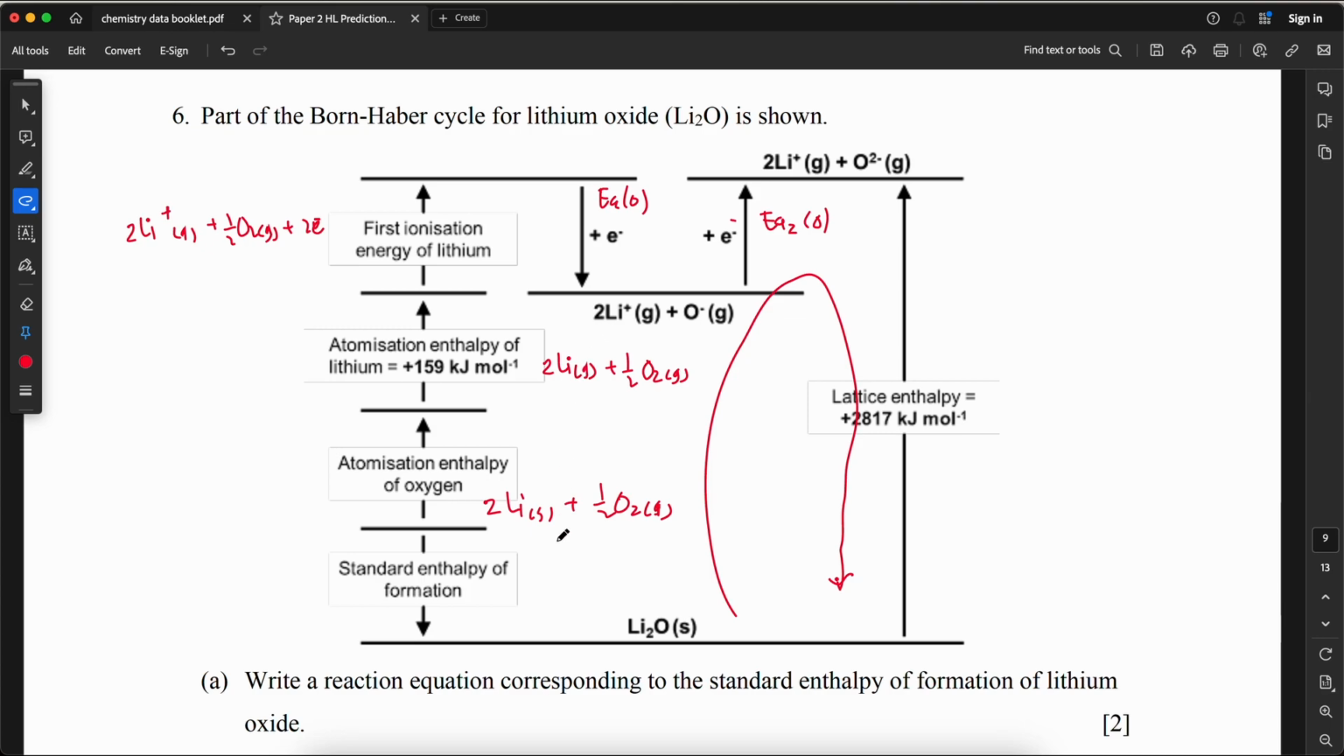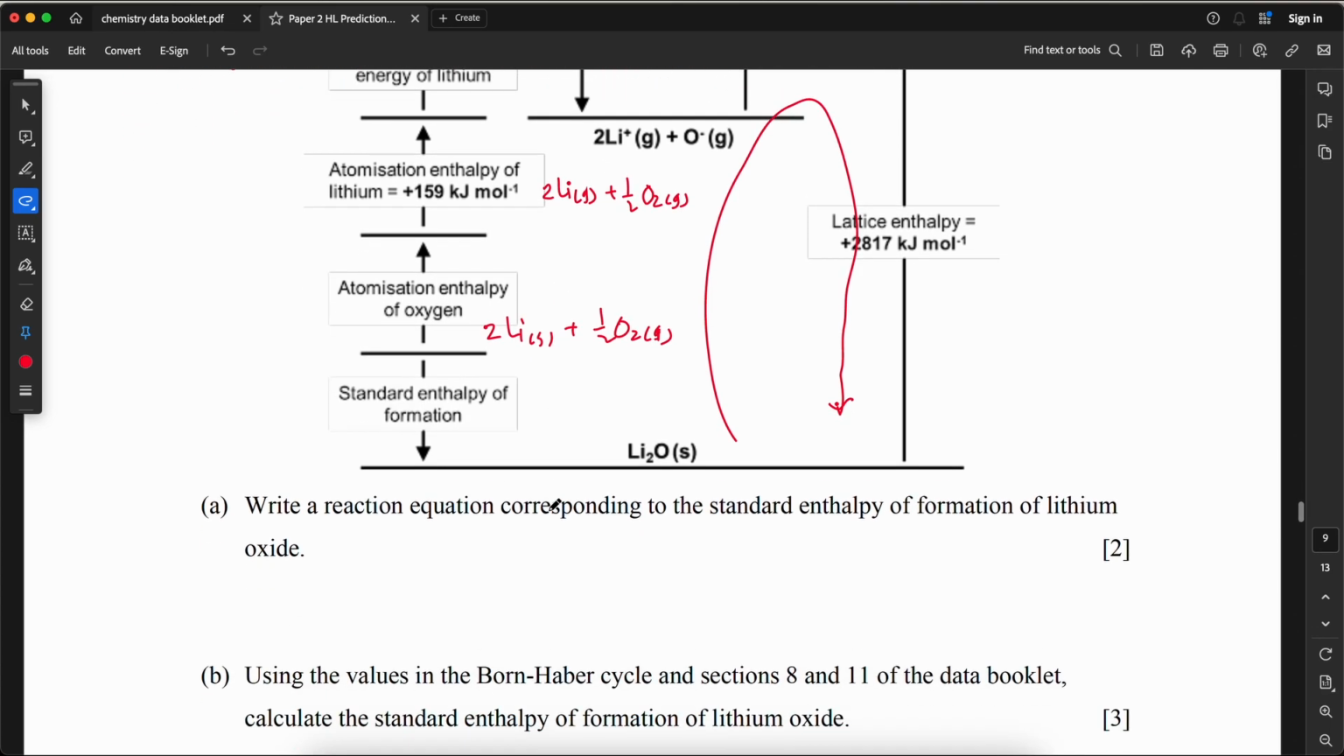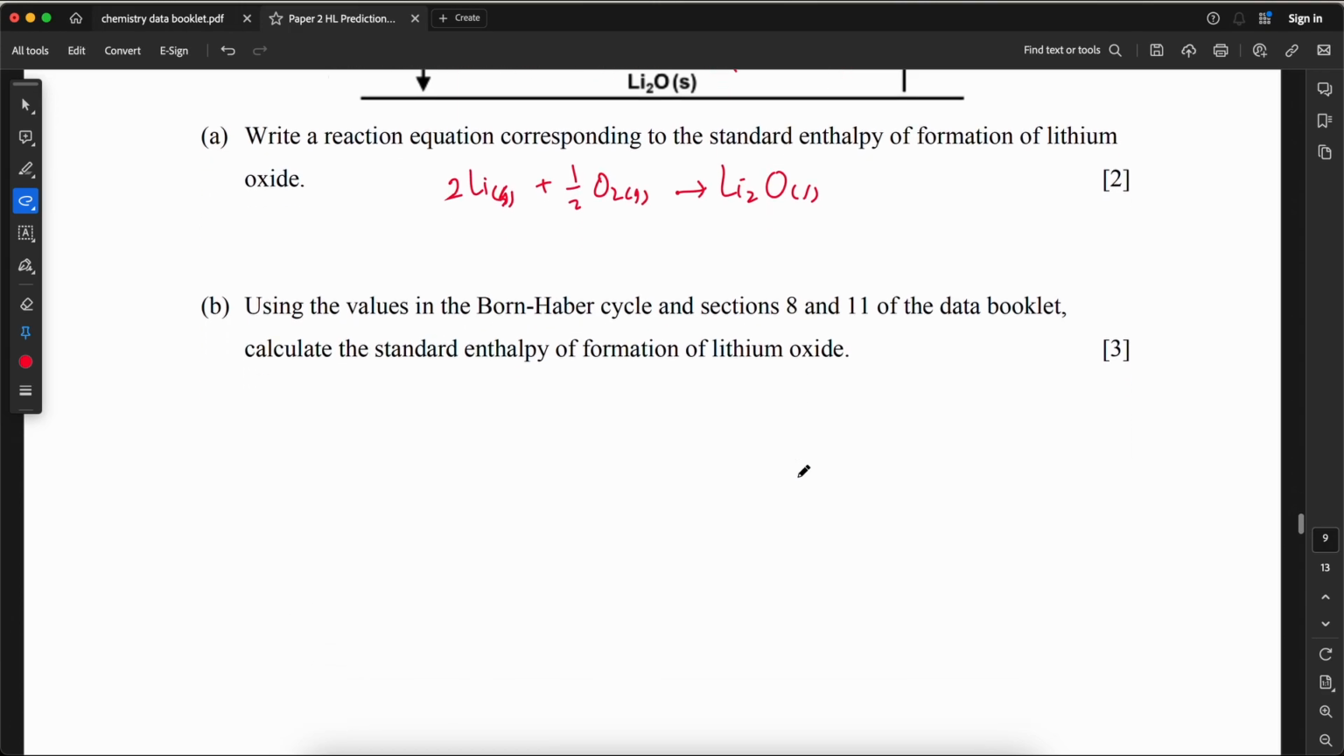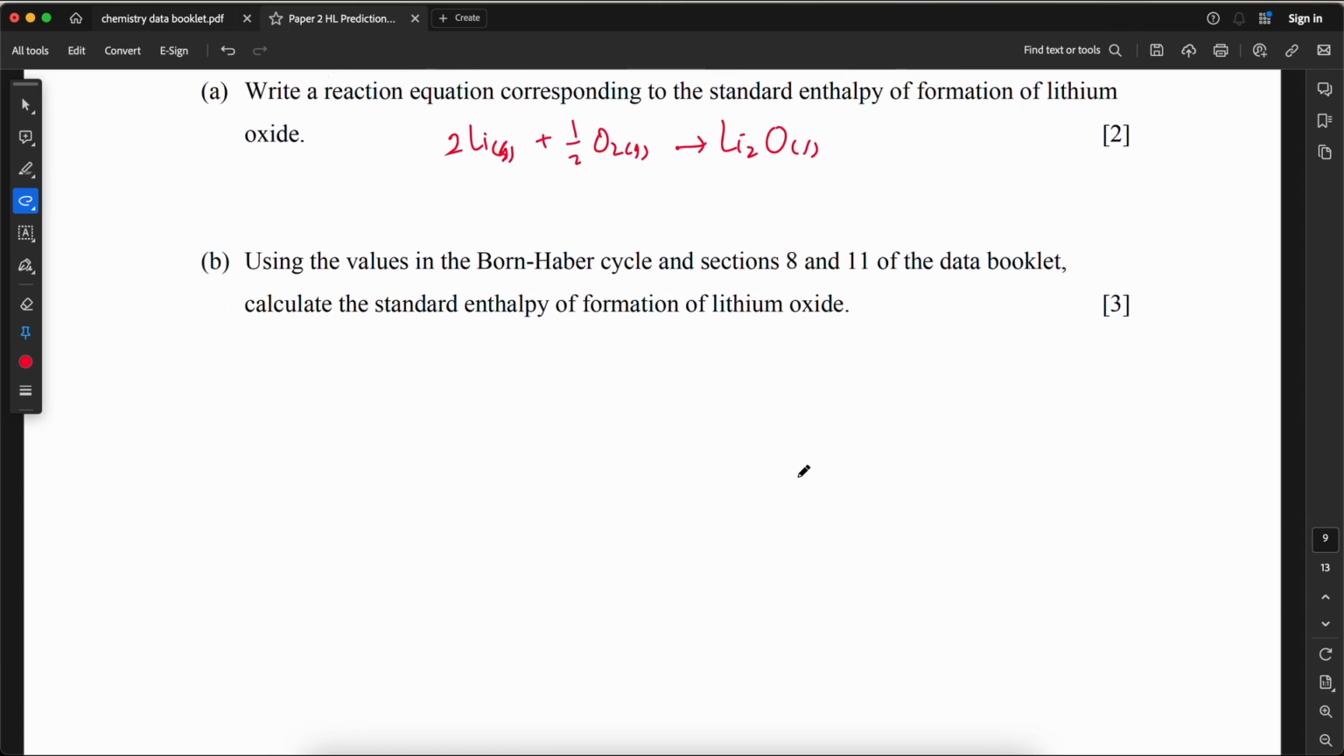Write the reaction equation corresponding to the standard enthalpy of formation of lithium oxide. That would be 2 Li solid plus half oxygen gas gives Li2O solid. Using the values in the Born-Haber cycle and sections 8 and 11 of the data booklet, calculate the standard enthalpy of formation of lithium oxide.